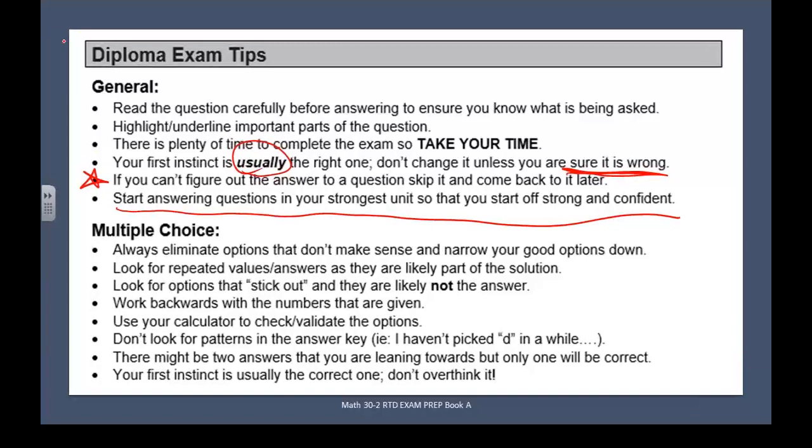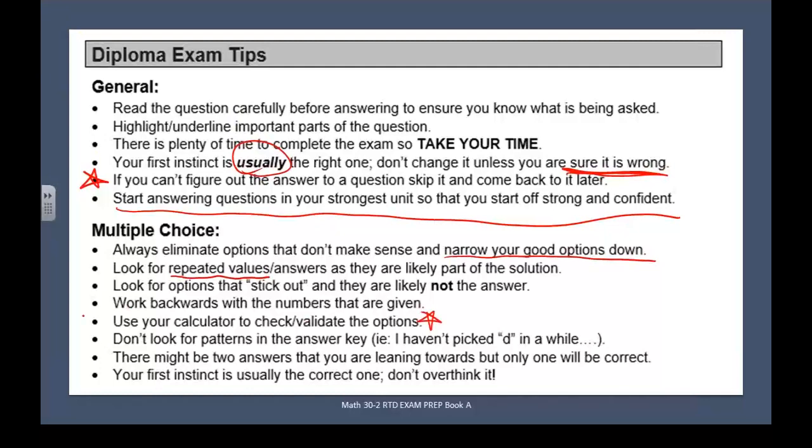Okay, just some tips for multiple choice. Always look to eliminate options that don't make any sense and narrow your good options down. I always like to cross off the ones that just don't make any sense, so I can focus my choices on 1 or 2. Look for repeated values. If all of the options except one seem to have the number 2, chances are that's part of the answer. Look for options that stick out. Those usually are not the answer. If you have 3 of them that are the same and then one that really sticks out, that's usually not the answer.